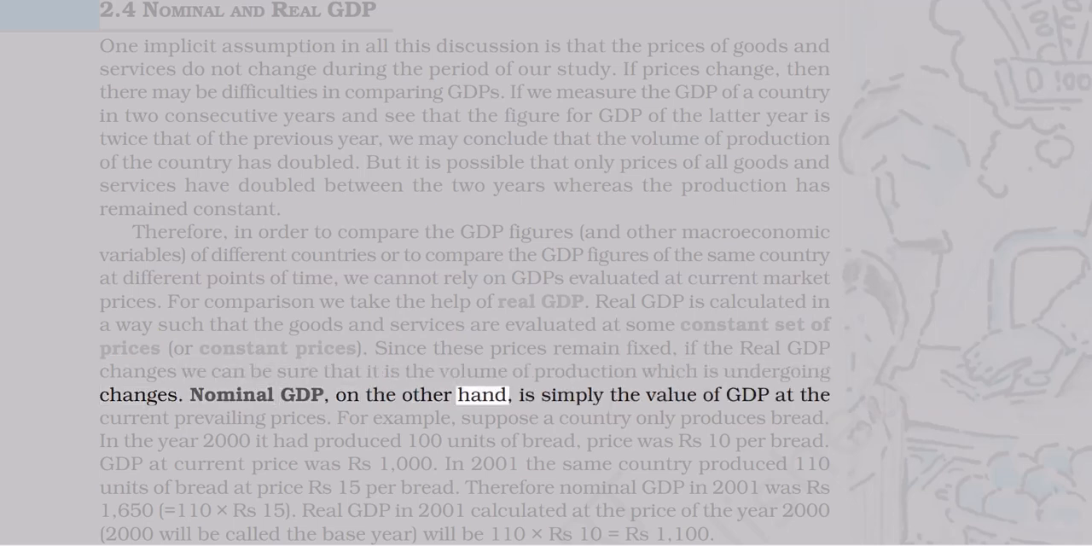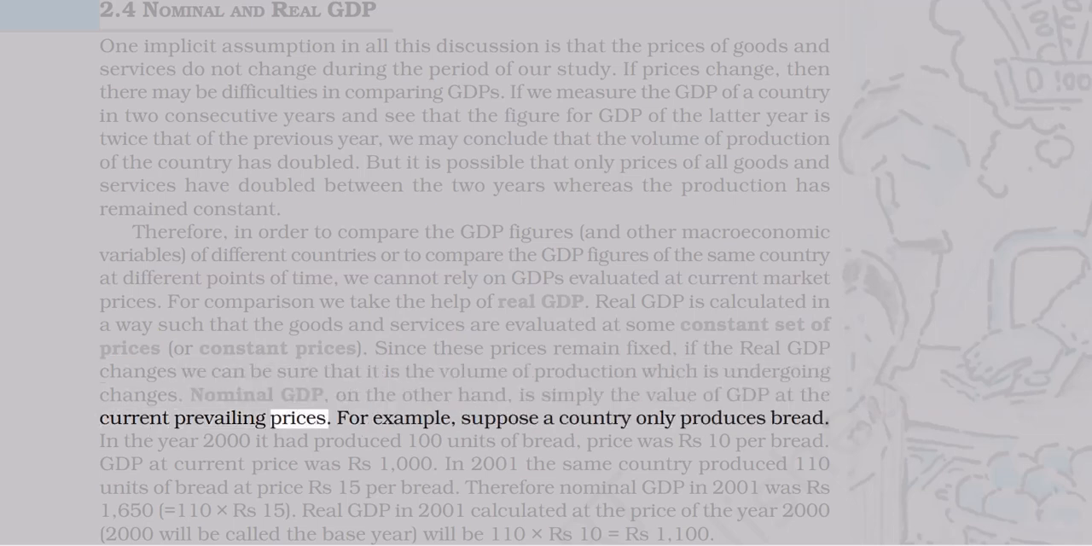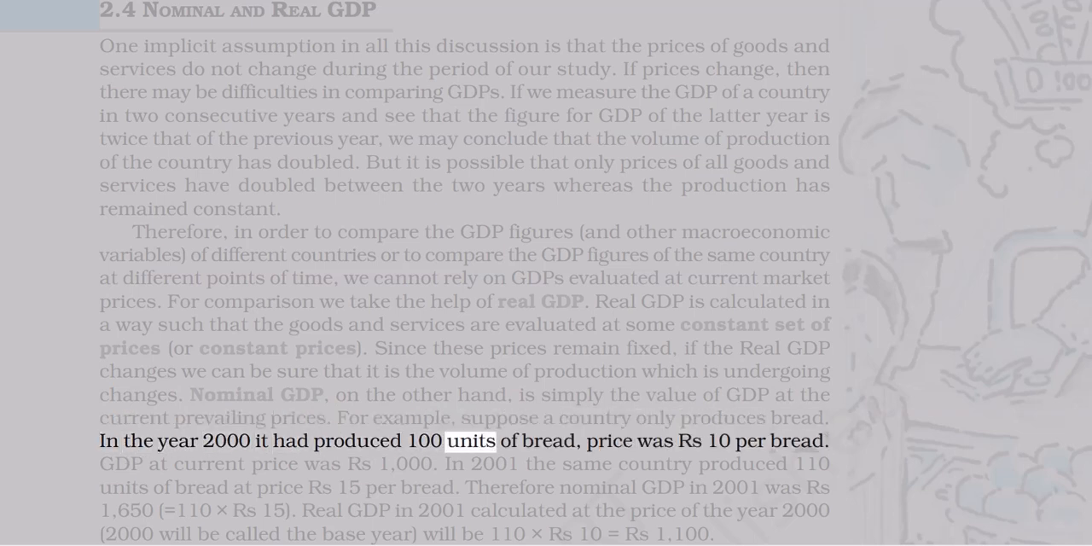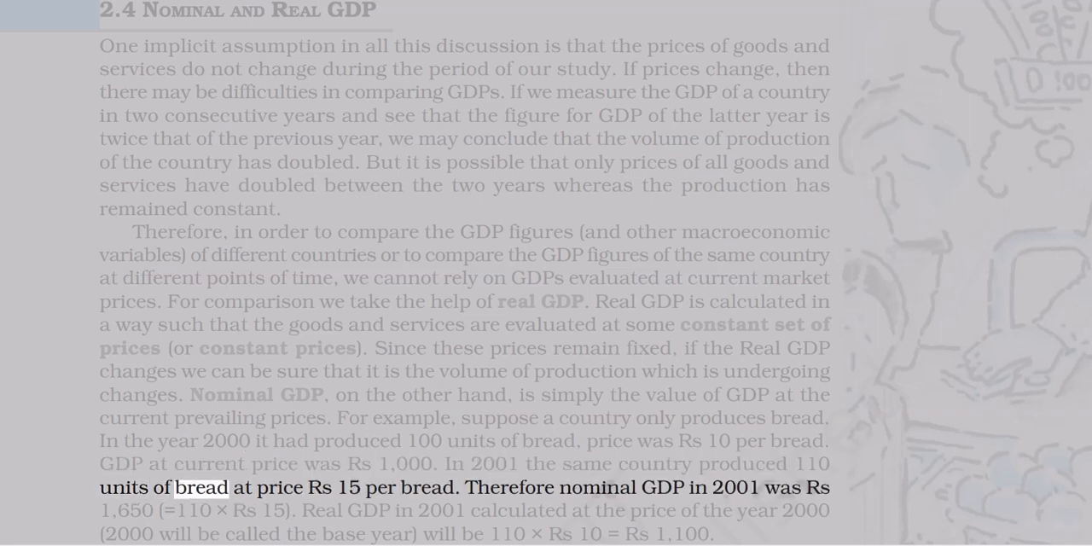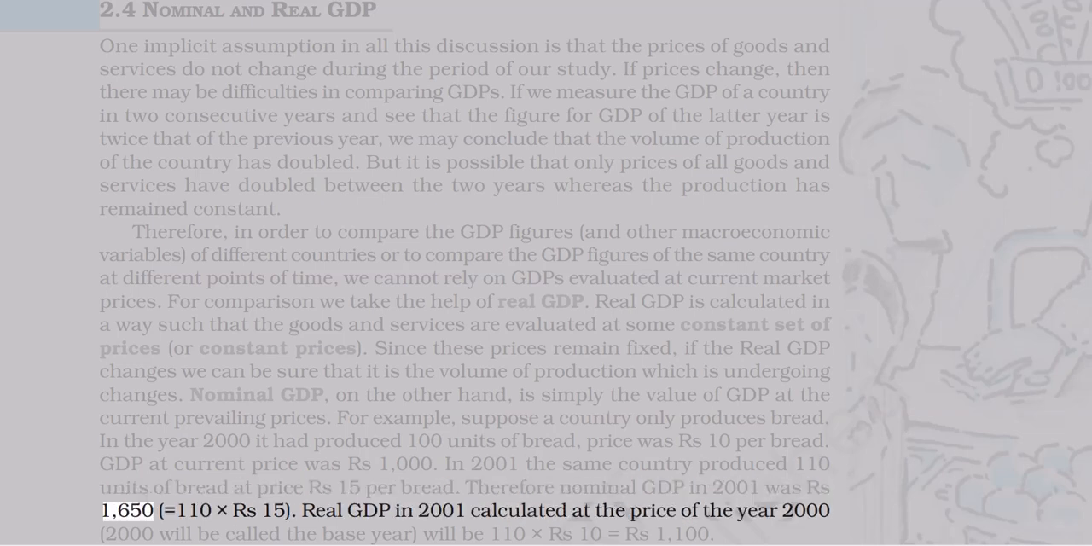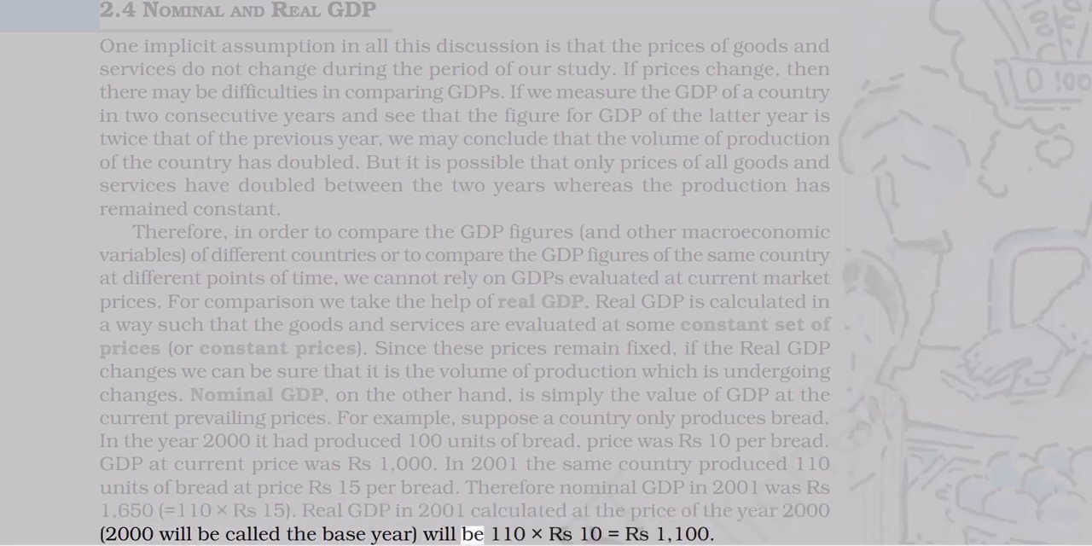Nominal GDP, on the other hand, is simply the value of GDP at the current prevailing prices. For example, suppose a country only produces bread. In the year 2000 it had produced 100 units of bread, price was 10 rupees per bread. GDP at current price was 1,000 rupees. In 2001 the same country produced 110 units of bread at price 15 rupees per bread. Therefore nominal GDP in 2001 was Rs 1,650 equals 110 times 15 rupees. Real GDP in 2001 calculated at the price of the year 2000, which will be called the base year, will be 110 times 10 rupees equals 1,100 rupees.